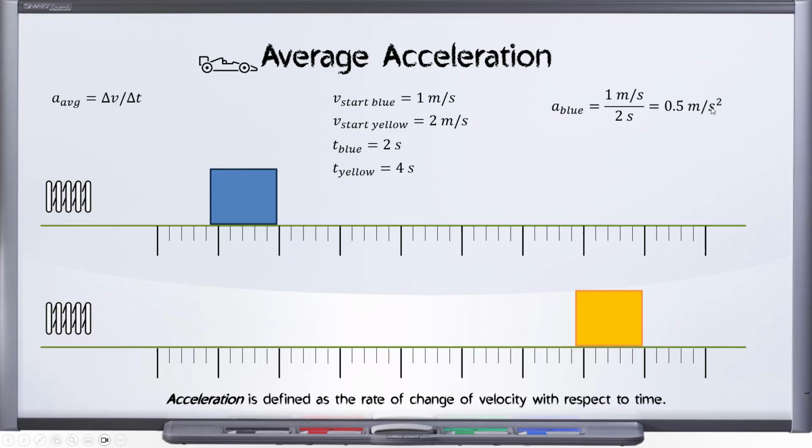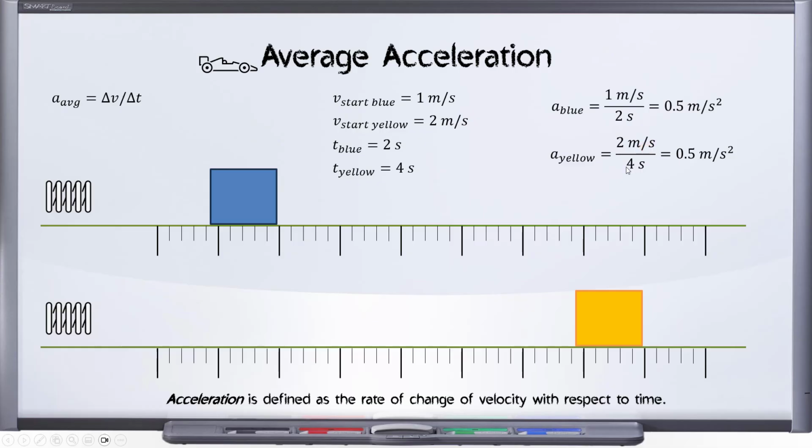And hopefully we don't have to get tripped up about this square there. Just like it's written here, that just means meters per second every second. So for every second it was sliding, it lost 0.5 meters per second. That's what this says here, and it was sliding for 2 seconds. So in the first second, it lost 0.5. In the second second, it lost another 0.5. And so it took 2 seconds to run out of speed. Right? That's what that says right there. Let's do the yellow one. Yellow one starts at 2 meters per second, and it slides for 4 seconds. So let's plug that in.